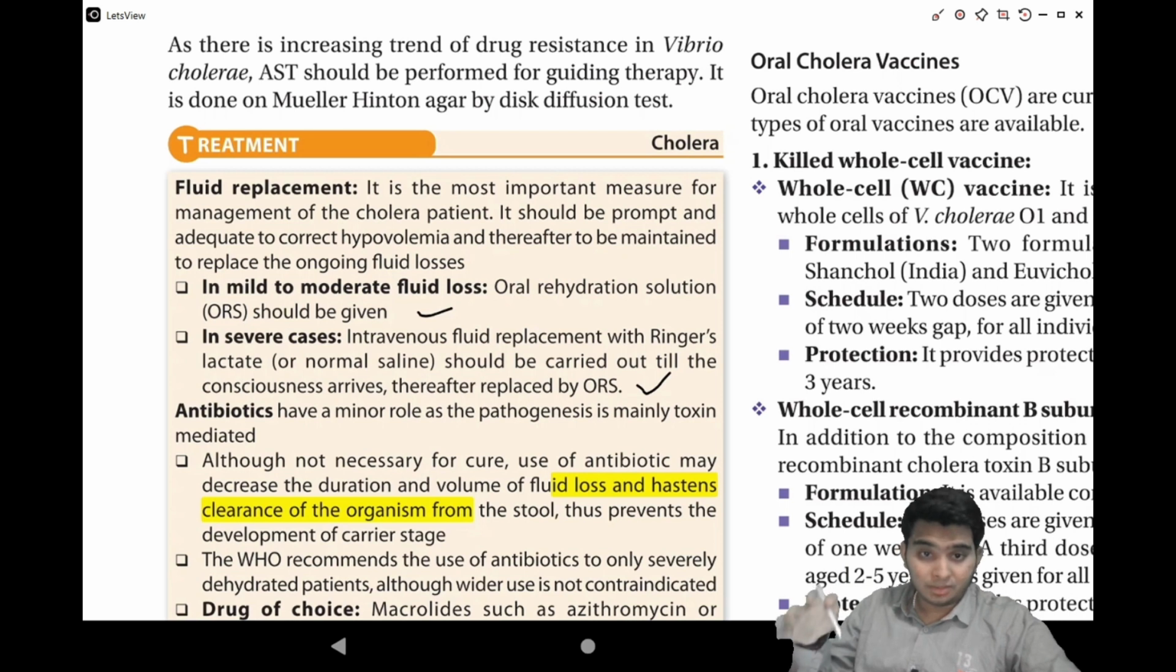So this is all about Vibrio cholerae. I think all the points for the microbiology aspect have been covered in Vibrio cholerae, except the vaccine parts.